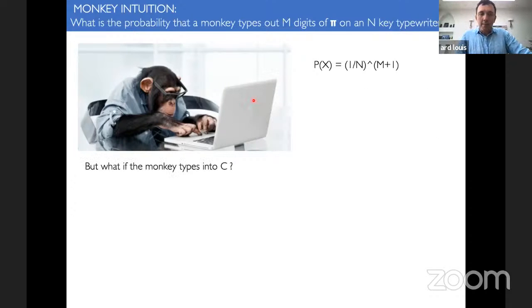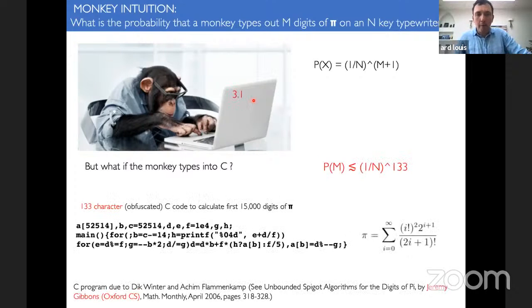If, in contrast, the monkey is typing into a computer program, say the language C, then there exist short codes which will generate pi. This is, to my knowledge, the shortest code that will generate the first 50,000 digits of pi, by Dick Winter in Amsterdam, the late Dick Winter. This is a difficult code to understand, but it will generate the first 50,000 digits of pi. And the monkey has a 1 over n to the power 133 probability of actually typing that, which is much more likely than typing out pi directly.